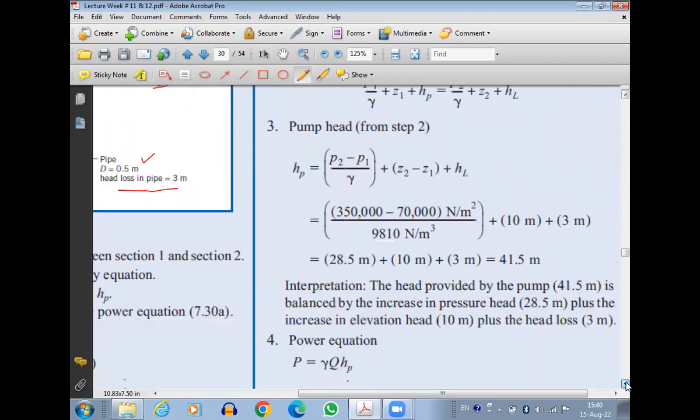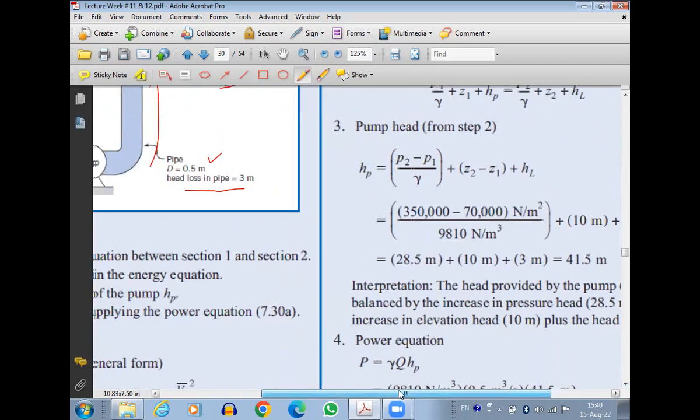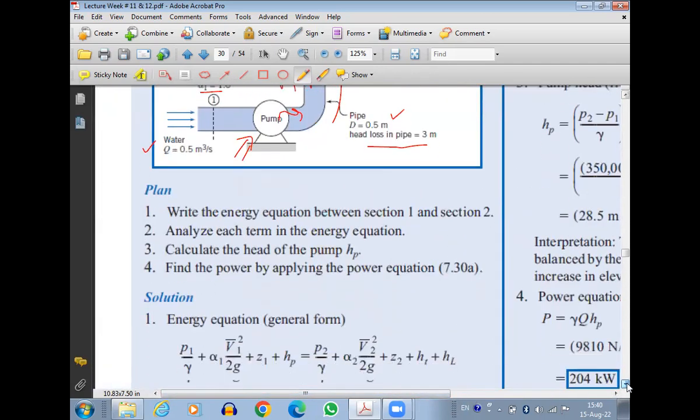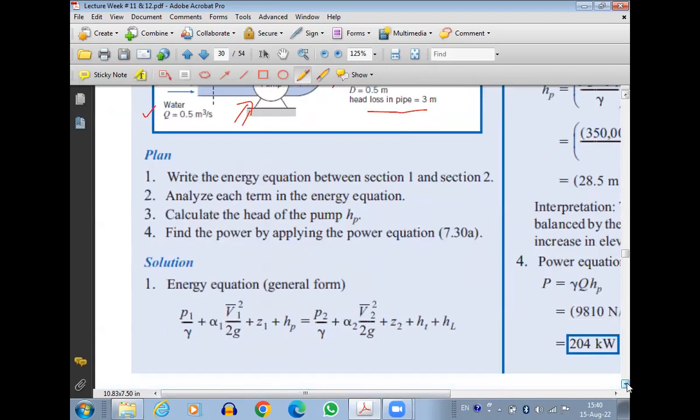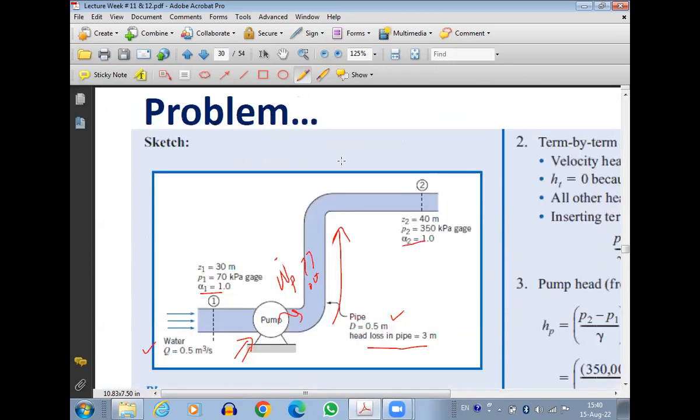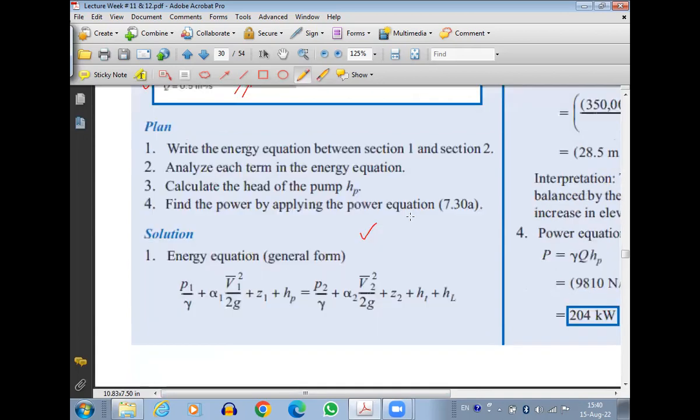Now let's move over to the solution. What we need to do is write the energy equation. The general form of the energy equation is this. At point number 1, we have the pressure P1 and we know the elevation Z1, and point number 2 will be the point where we know the pressure P2 and the elevation Z2. So we can apply the energy equation between point 1 and point 2.